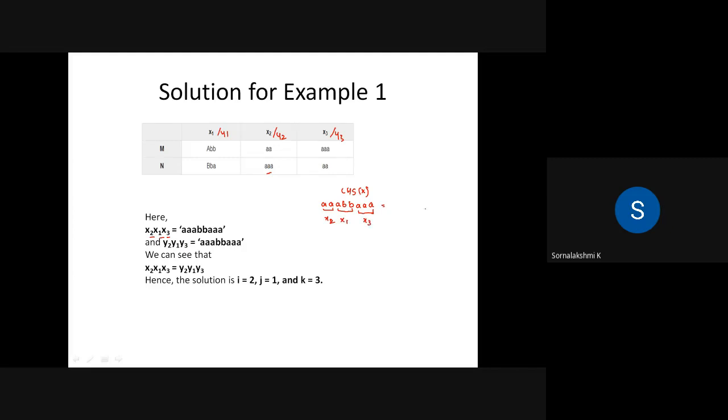Similarly, I'm going to write y2, y1, and y3. What is y2? AAA is y2. And y1 is BBA, and what is y3? AA is y3. So if I follow the same order of 2, 1, 3 in the LHS and RHS, I am able to get the same string.